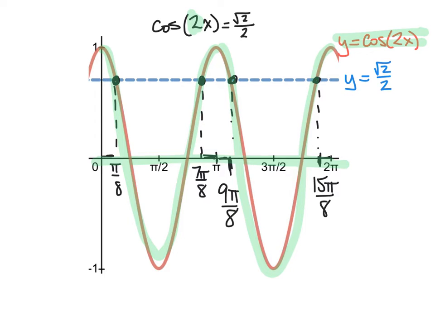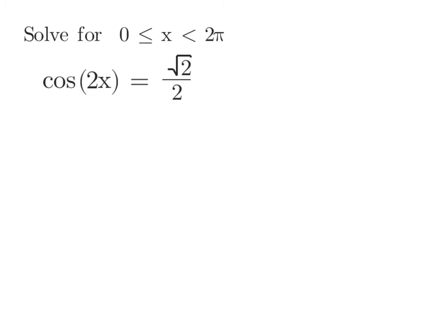I want to use that idea in order to solve this equation algebraically. Check this out. Because x is in between 0 and 2 pi, that would mean that 2x would have to be in between 0 and 4 pi. So when I'm solving this equation, cosine of 2x is equal to root 2 over 2, we think, well, that would mean 2x would have to be pi over 4 and 7 pi over 4.